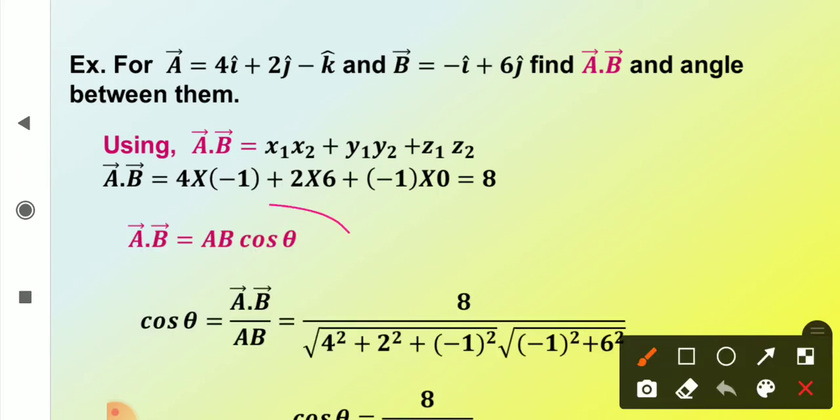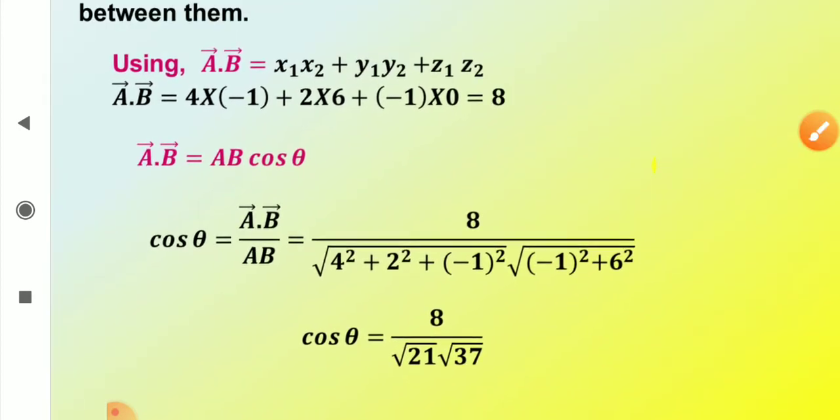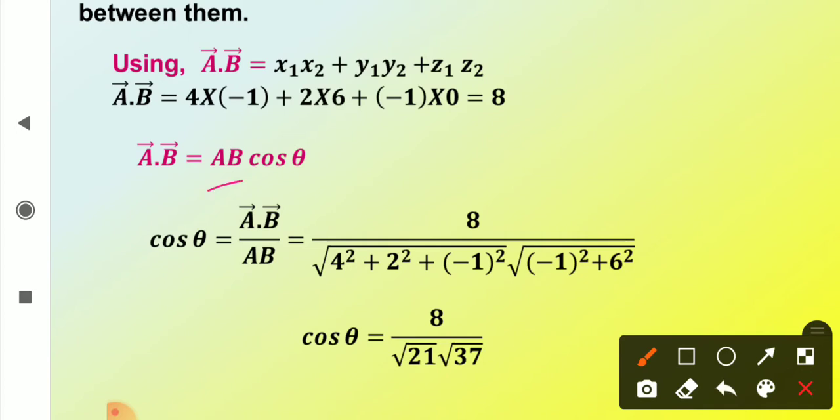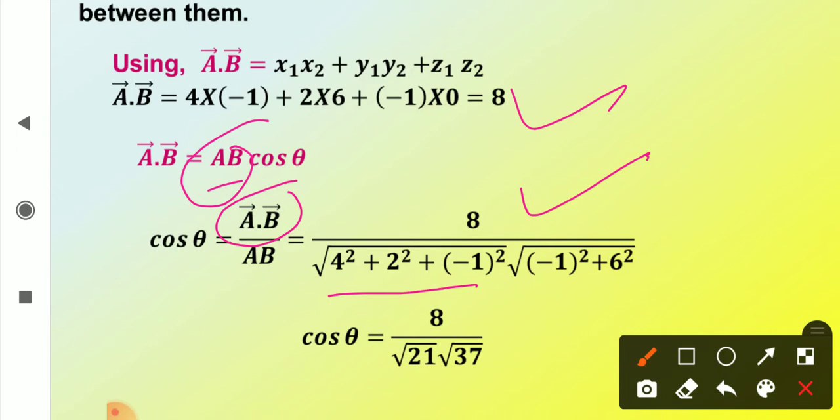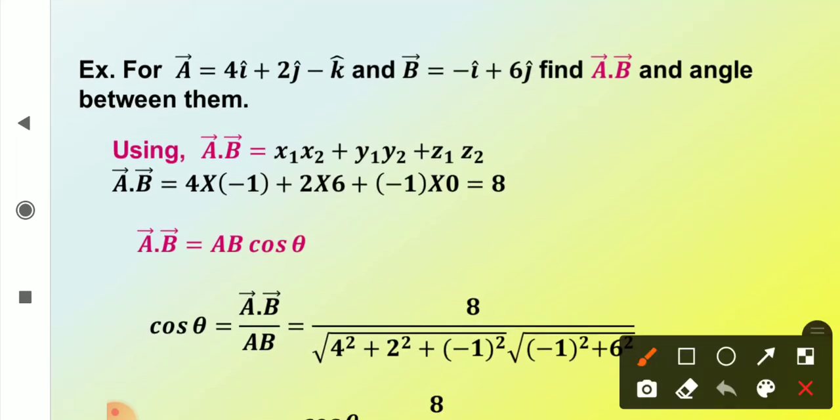you know this relation, A dot B is equal to AB cos theta. So cos theta will be equal to A dot B upon AB. Just change the sides and the value of A dot B we have just found out 8 upon AB. Now AB is magnitude of A into magnitude of B. So magnitude of A is this one, magnitude of B is this one. How? Just look at this relation.